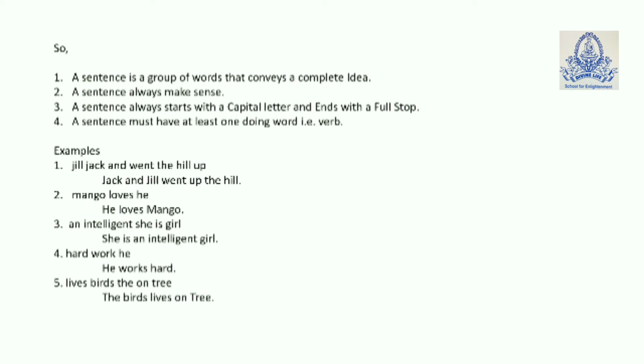Now the third example, an intelligent she is girl. What is the meaning of this sentence? It doesn't make any sense. So the correct sentence, how will we read it? She is an intelligent girl. Now this is the correct sentence, right? Here S is capital in the beginning and at the end full stop is also there. That means this is a correct sentence.